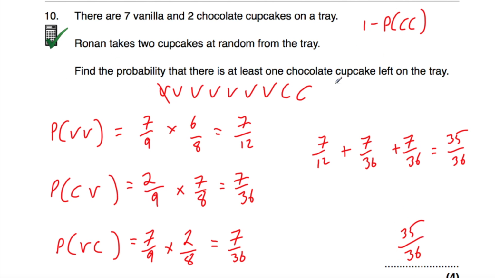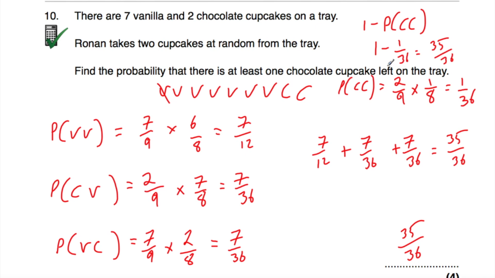So let's find the probability of a chocolate and a chocolate. The probability that the first cupcake chosen at random would be chocolate is 2/9, and we're going to multiply that by the probability that the second one would be chocolate, which is 1/8. If we do 2/9 times 1/8, that's equal to 1/36. And if we do 1 take away 1/36, that's equal to 35/36.